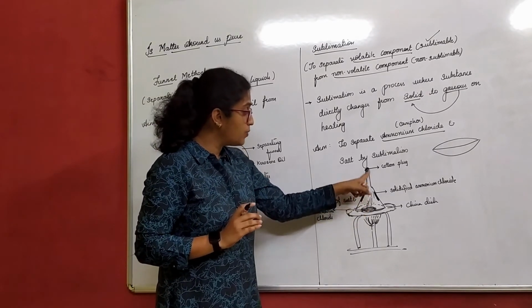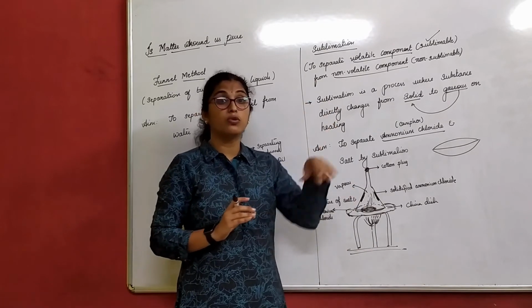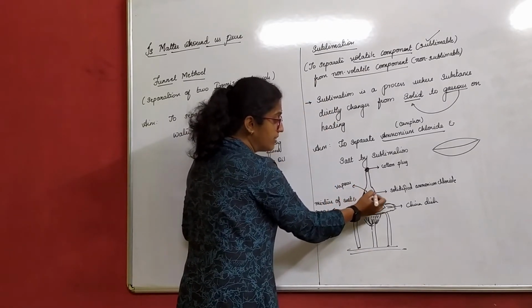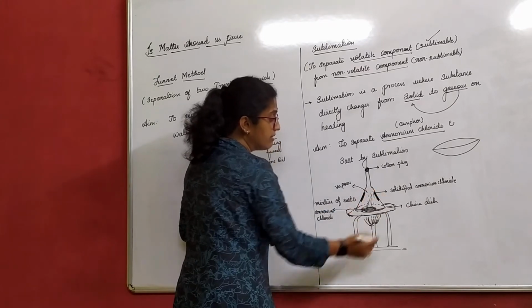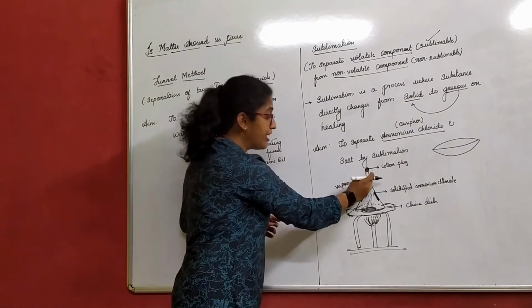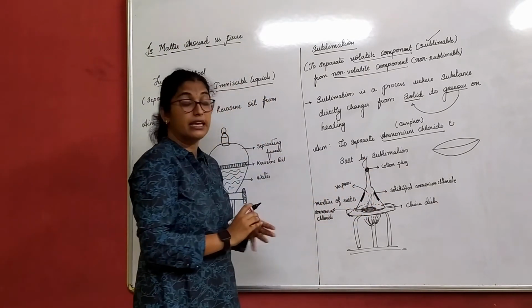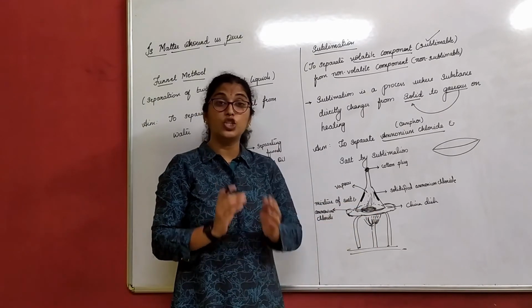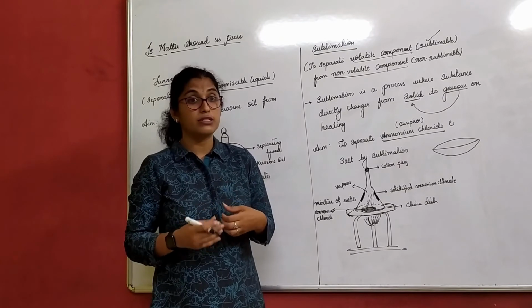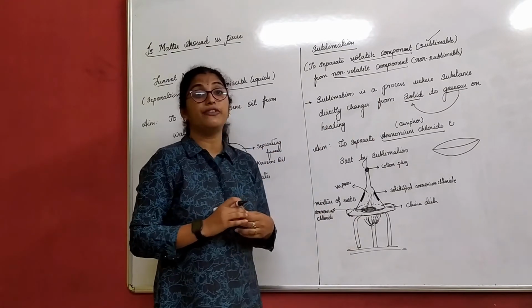So these vapors, when we stop heating and allow it to cool, what will happen? Ammonium chloride will again come and settle on the funnel. It will be on the outer surface of the funnel here. It will deposit there, as you can see. What remained in the china dish? Only salt remained in the china dish. Our aim was to separate ammonium chloride and salt, and that is what we have done.